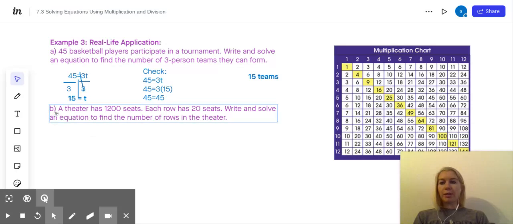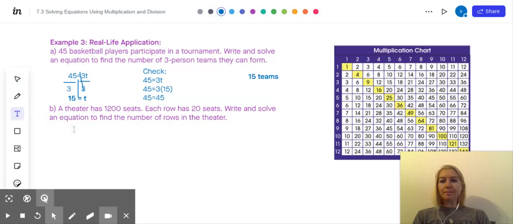Okay, well, let's check out problem B. It says a theater has 1,200 seats. Each row has 20 seats. Write and solve an equation to find the number of rows in the theater. Okay, so we know that there's 1,200 seats, and each row has 20 seats, and we want to know the number of rows. So it's going to be 20 seats times the number of rows. Our equation is 1,200 equals 20 times r, and this r stands for rows.